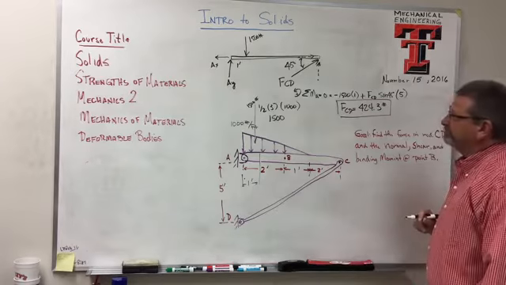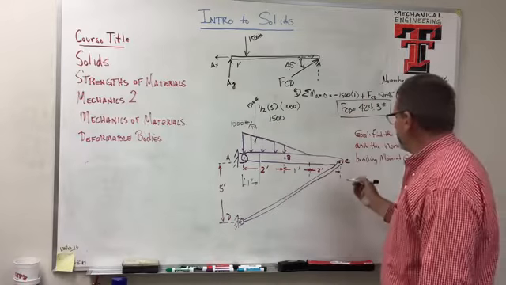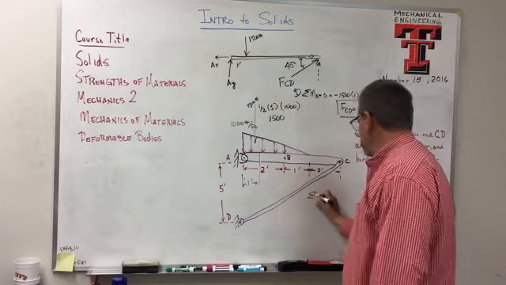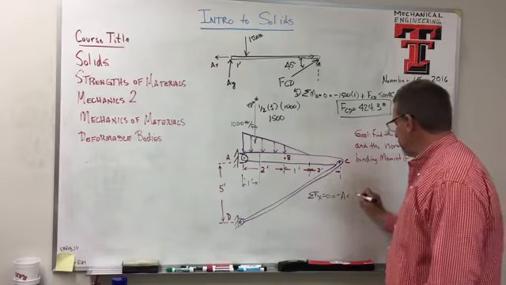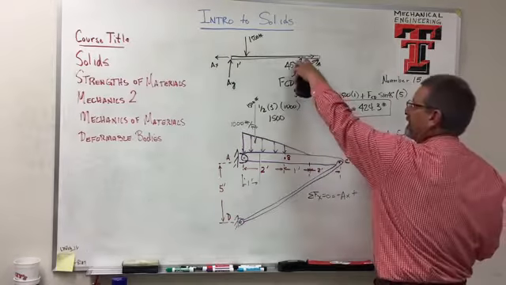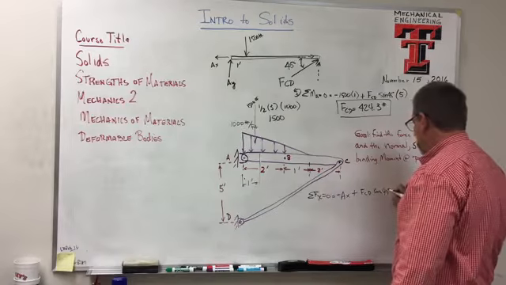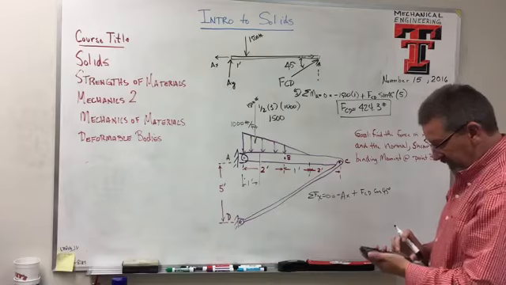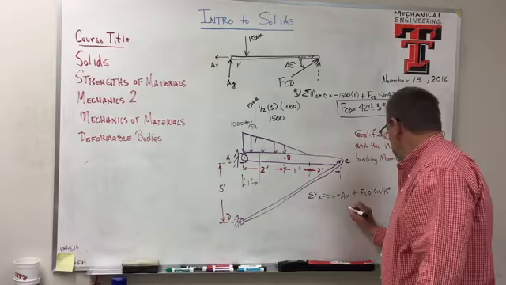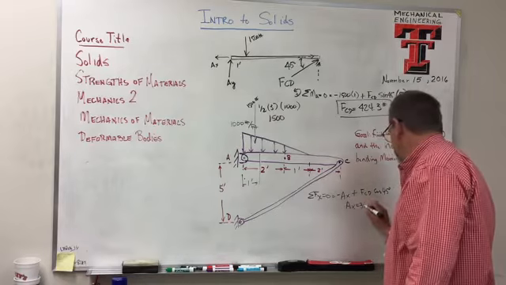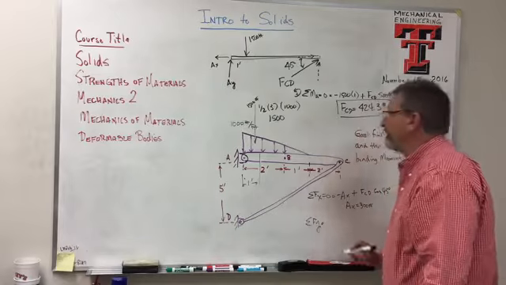Let's see, we need to find AX and AY. Okay, well that's pretty easy to do, isn't it? If I just sum the forces in the X, what do I have in the X? I have minus AX plus that guy, which is FCD cos 45. So that number times 0.707 equals 300. AX equals 300 pounds. How about the sum of the forces in the Y?